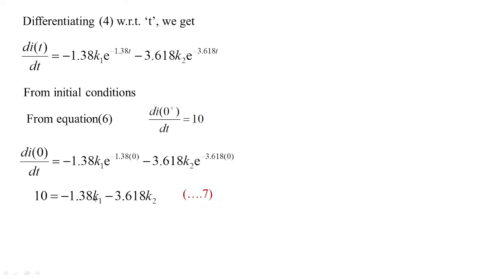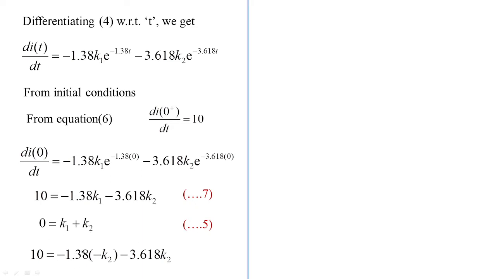And I know that from equation 5, k1 is equal to minus k2, right? So I'm substituting the value of k1, which is equal to minus k2, in order to obtain the values of k1 and k2. So k1 is 4.468 and k2 is minus 4.468. So we are done with the k1 and k2 values and we have framed equation 8.